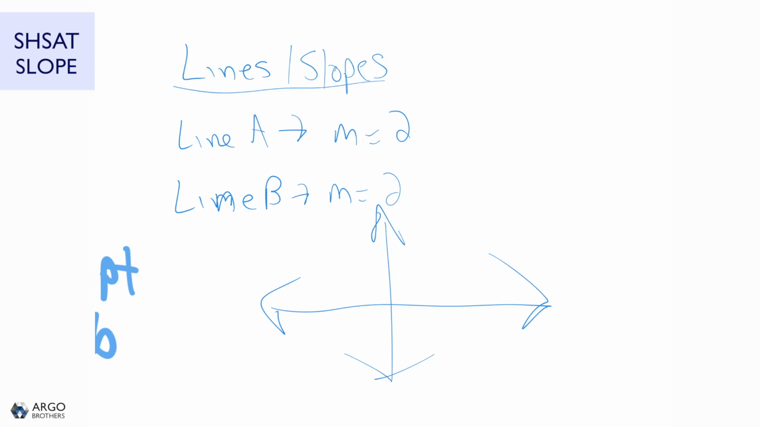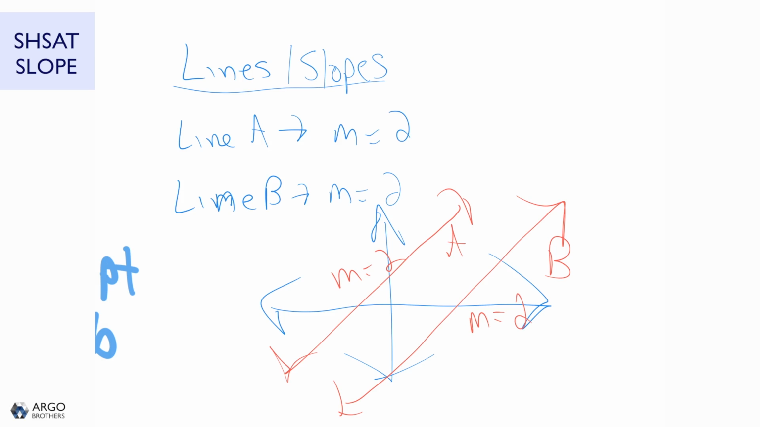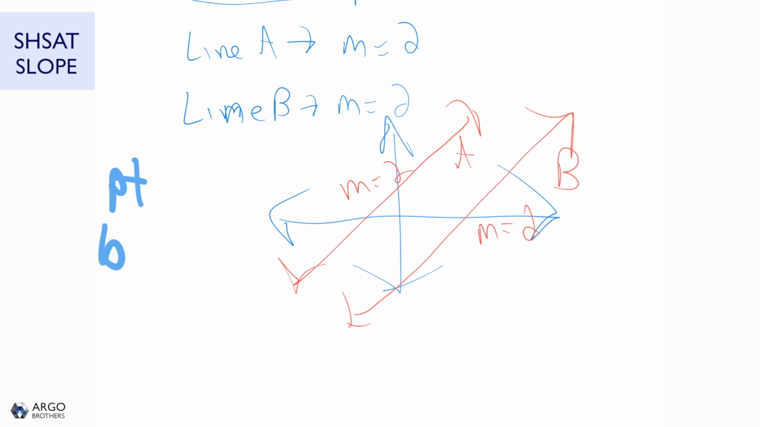So I could draw line A like this. All right, that looks a bit squiggly. So I draw a line A like this and label that A, and then I can draw a line B like this. You see, they have the same steepness, the same slope, which is m equals 2, but they're different lines. Why are they different lines? Because they have different y-intercepts. This y-intercept for A is here, this y-intercept is here. So same slope, different y-intercepts.